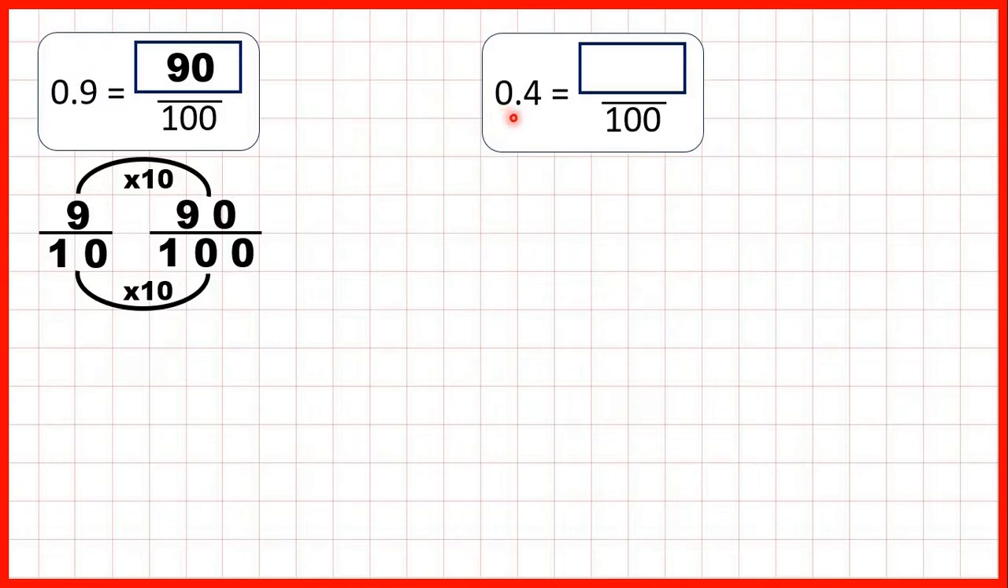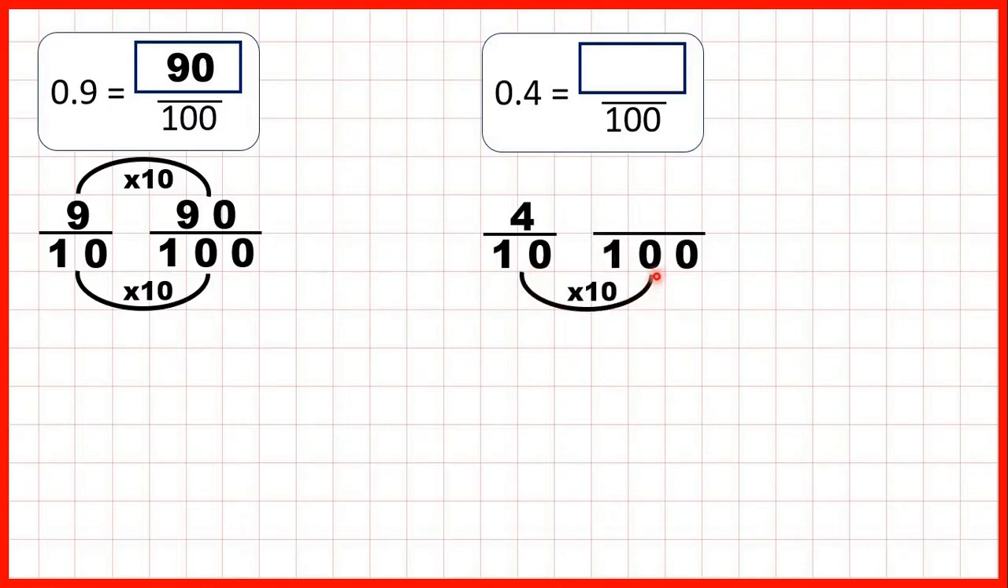Now we have 0.4. Again, the first digit after the decimal point tells us how many tenths we have, so that's 4/10. We need a denominator of 100, and 10 times 10 is 100.